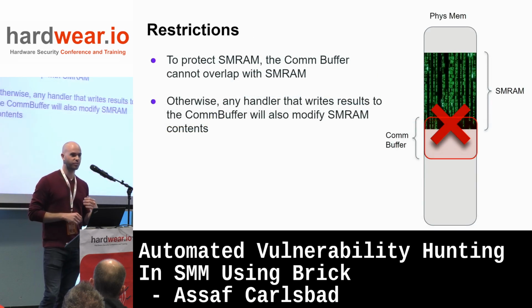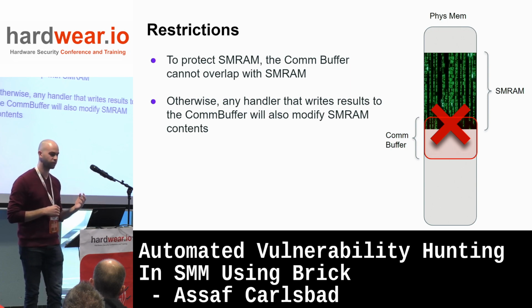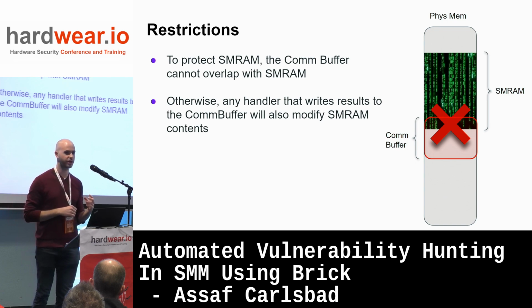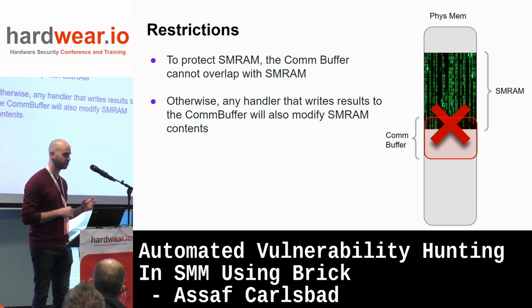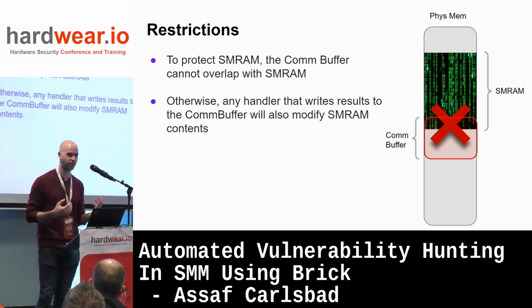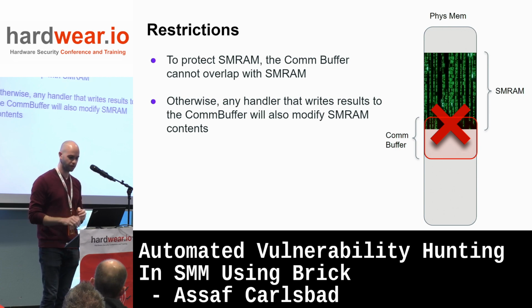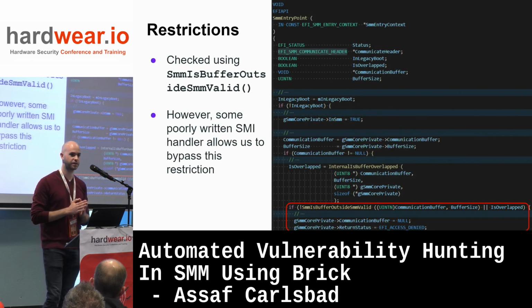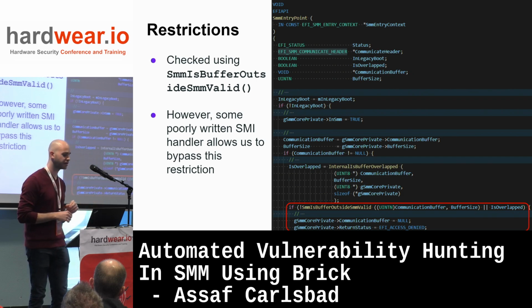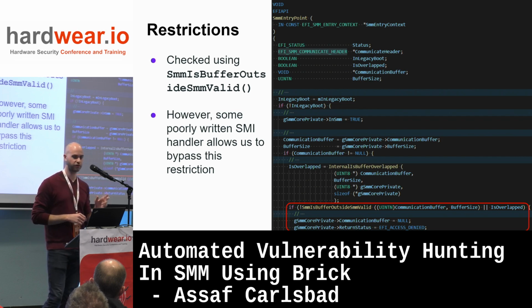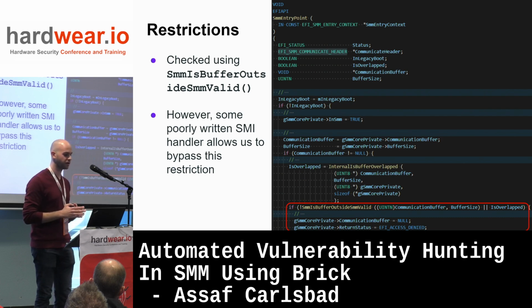Now, since the firmware wants to protect SMRAM against corruption, there are obviously some restrictions to that. One obvious restriction is that the communication buffer cannot overlap with SMRAM, because if that wasn't the case, corrupting SMRAM memory would be a trivial task. In order to enforce this, the SMM entry point calls a function called SmmIsBufferOutsideSmmValid to make sure the CommBuffer does not overlap with SMRAM in any way. And if this check fails, the SMI simply returns an access denied status to the caller.